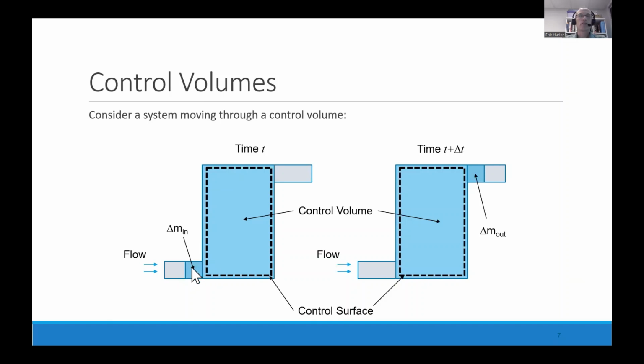So at time t, our system consists of a bunch of mass inside the control volume, as well as some mass that is coming in, delta m in. At some later time, t plus delta t, the mass coming in is all the way inside the control volume. But now some of our system has left the control volume up top, as seen here on the right. This amount of mass heading out is delta m out.